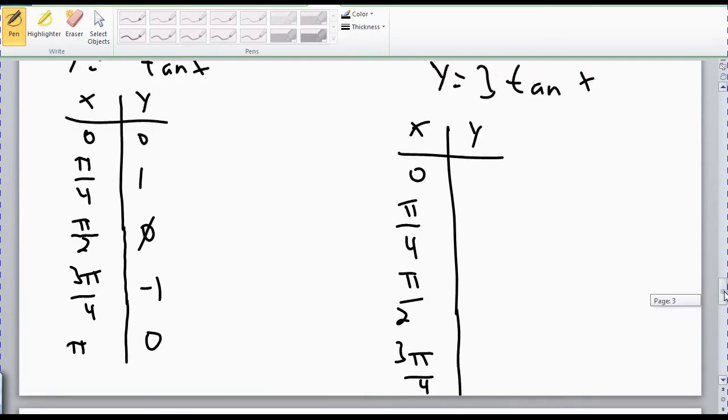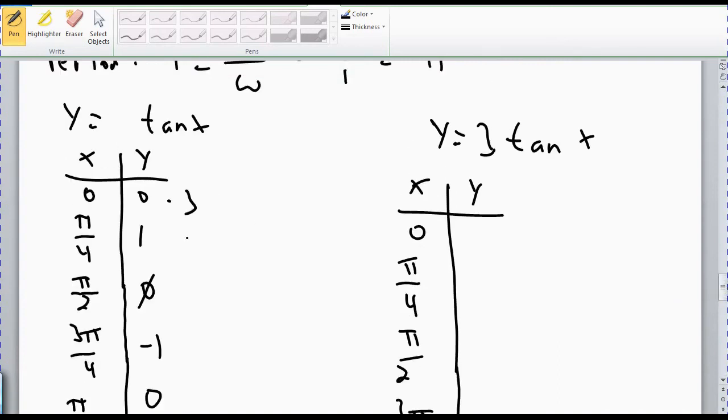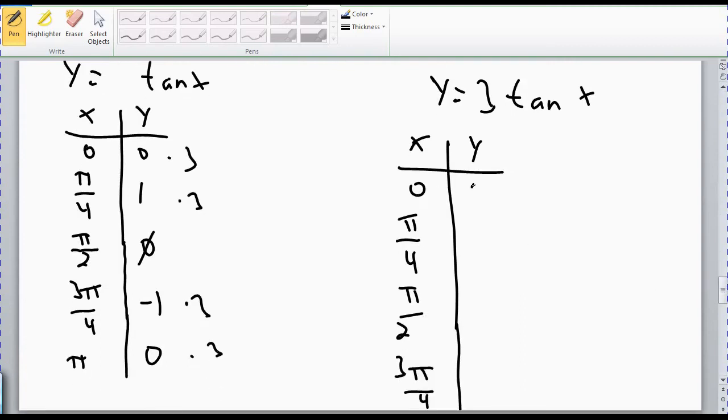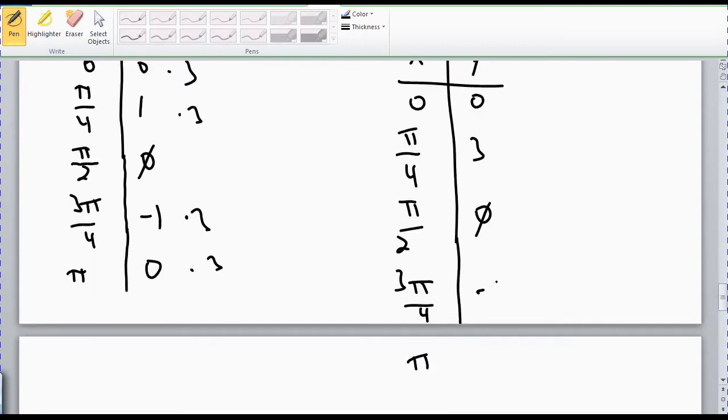And to get the y values, all we're going to do is multiply each one of these by 3. Can't multiply that by 3, it doesn't exist. So 0 times 3 is 0, 1 times 3 is 3. That's still undefined. -1 times 3 is -3, and that's 0. So I'm going to use those points to draw a graph.